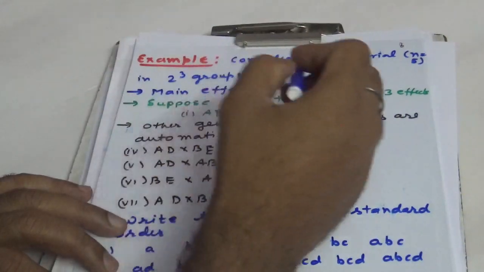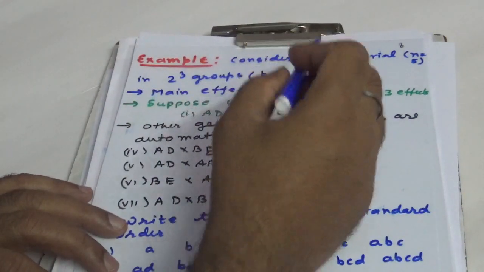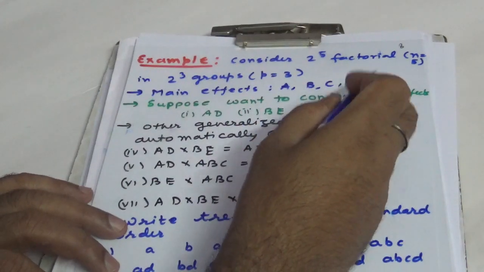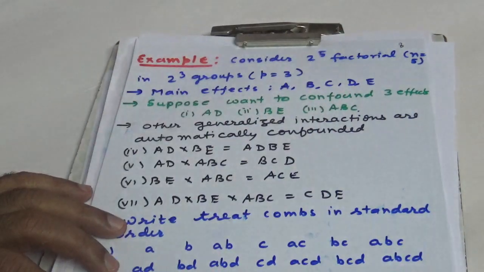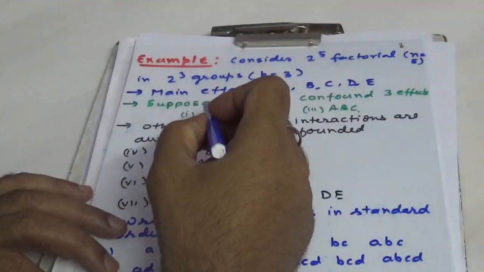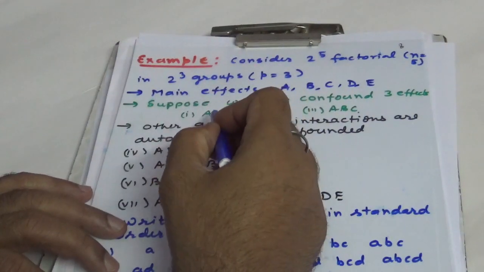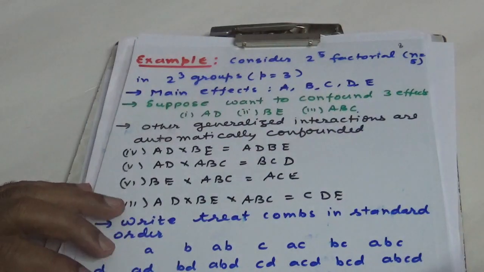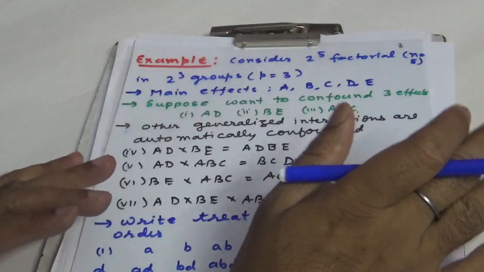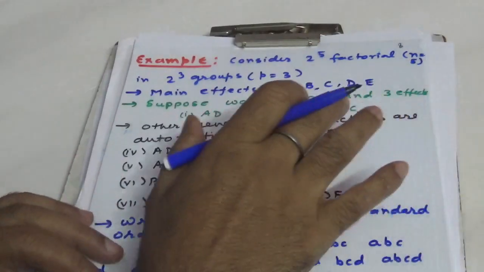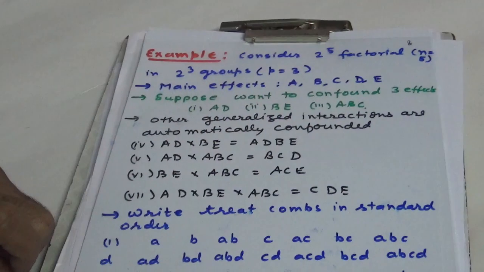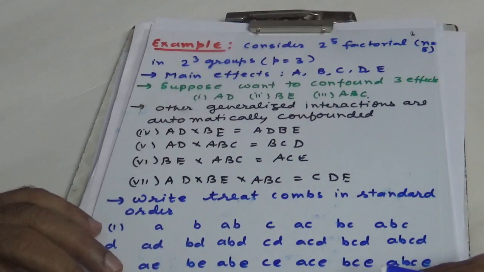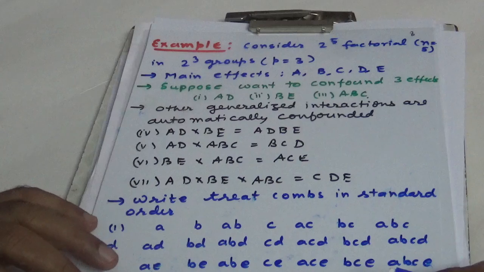So in this 2 to the power of 5 factorial experiment, I have 5 main effects A, B, C, D, E, and we want to confound, suppose, 3 effects: ADBE... that is AD, BE and ABC. Well, you can choose any other effect also. My objective here is simply to take these 3 effects so that I can show you how you are going to move further in obtaining the principal block and other blocks.